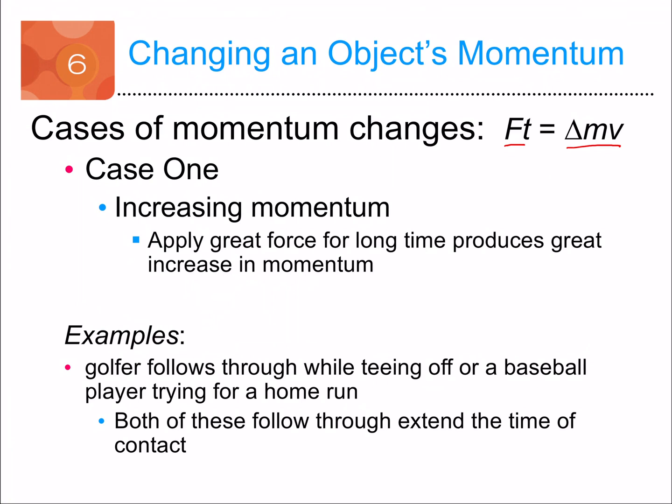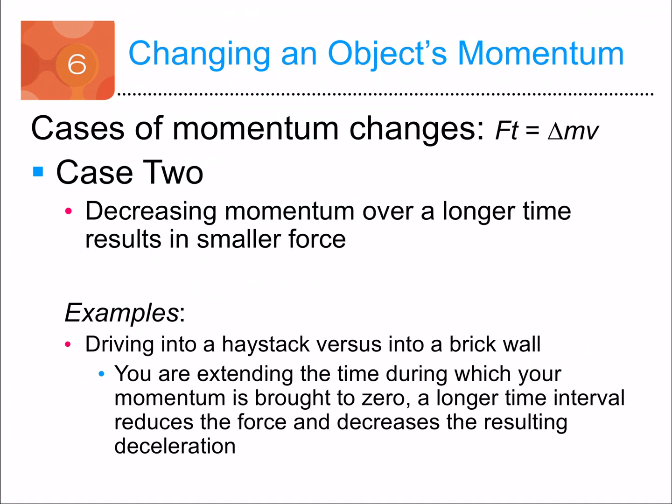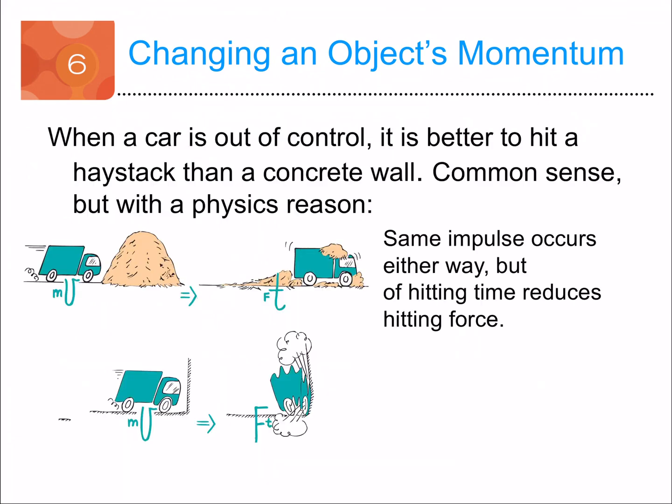If either one follows through with their swing or with their baseball, you're going to have an extended time of contact. Case 2 deals with decreasing momentum over a longer time. That's going to give you a smaller force. So, for example, would you rather drive into a haystack or into a brick wall? Whereas you can see by this slide, if your car, this green truck, happens to be out of control, it's much better to hit the haystack than a concrete wall.